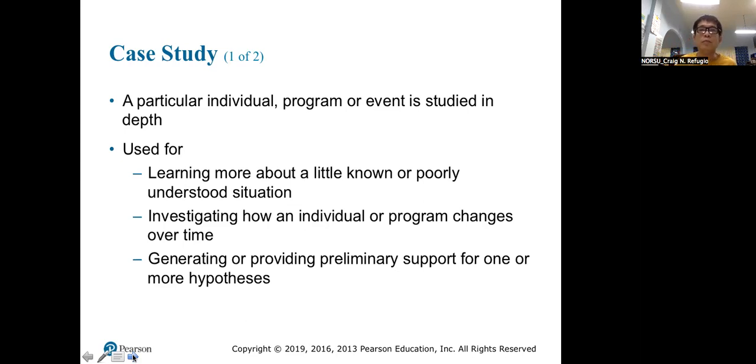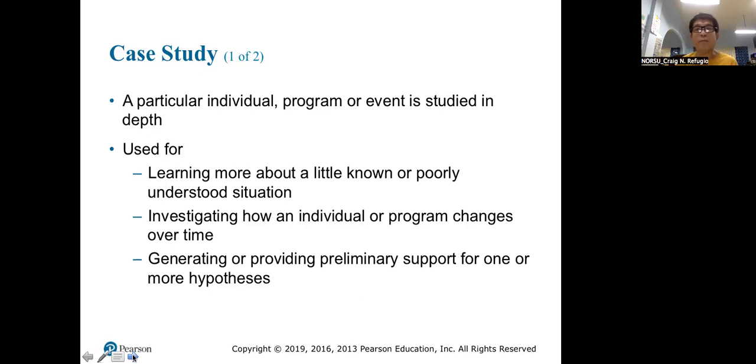It is used for learning more about a little known or poorly understood situation. So little is actually known about a certain behavior or poorly understood situation about a certain individual, program, or event. That could be investigating how an individual or program changes over time. As we start a certain program or event, over time there is a change. It might be a change for the better, or some other changes, or the event may be having fluctuating changes or increasing changes.